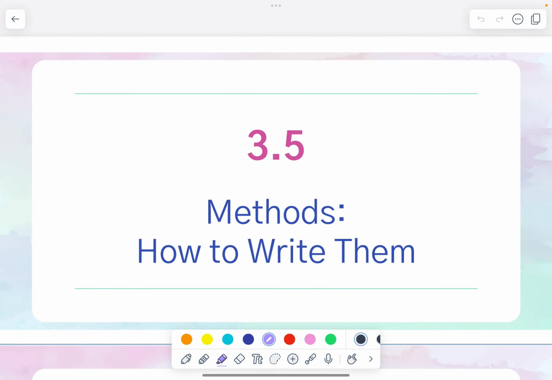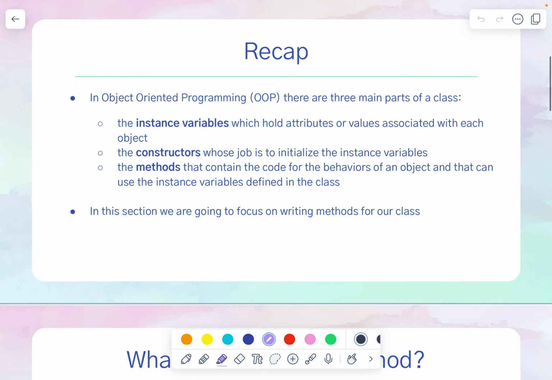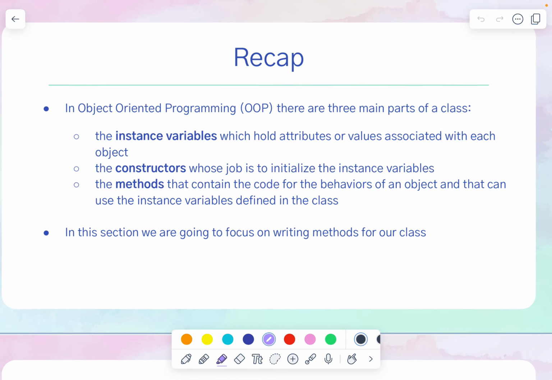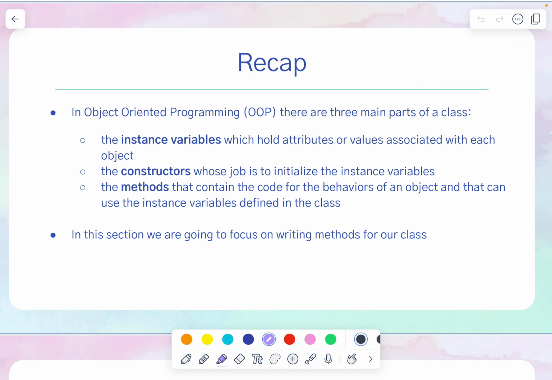In this video, we are going to talk about the concepts in lesson 3.5, all about methods and how to. For starters, if you recall, when we talked about object-oriented programming, we talked about how there are three main parts of our class. For starters, we have our instance variables, and those hold the attributes or values for each object. So these are things like name, age, ID, etc.